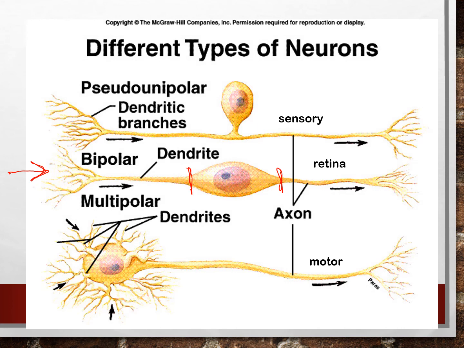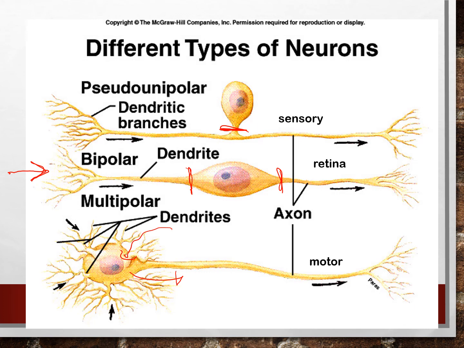We also have what we call pseudounipolar or unipolar. Notice there's only one branch there. In the case of unipolar, this allows the electricity to totally bypass the nucleus. You know, here, information has to go from the dendrites to the nucleus and then down the axon. It gives the nucleus a chance to figure out what's important and what's not.